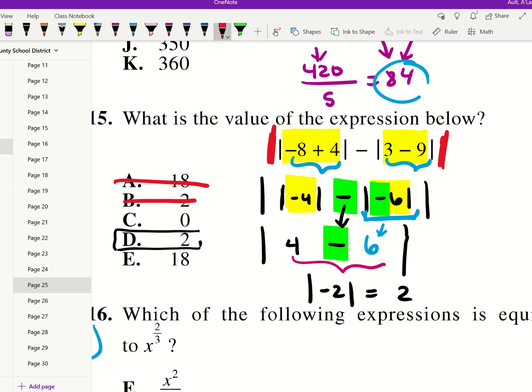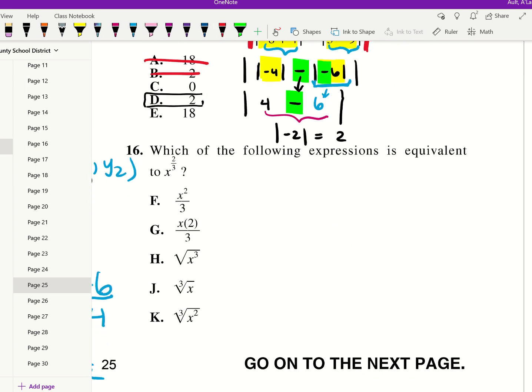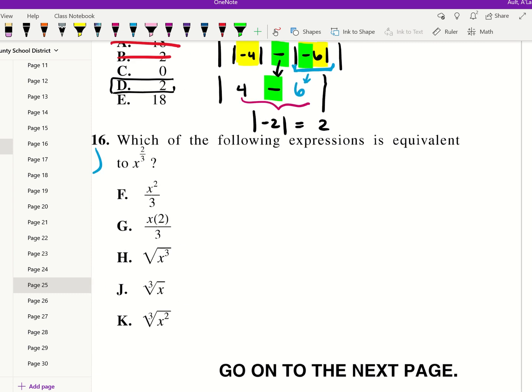All right, number 16, our last one on this page. We want to find out which of these expressions is equivalent to x to the power, pardon me, of 2/3. So when you're looking at an expression and the power is a fraction, a rational power, the number on the top tells you a power that the expression is being taken to. The number on the denominator tells you the root that expression is being taken to, like a square root or a cube root. You can remember it because, like for any plant, roots are on the bottom.